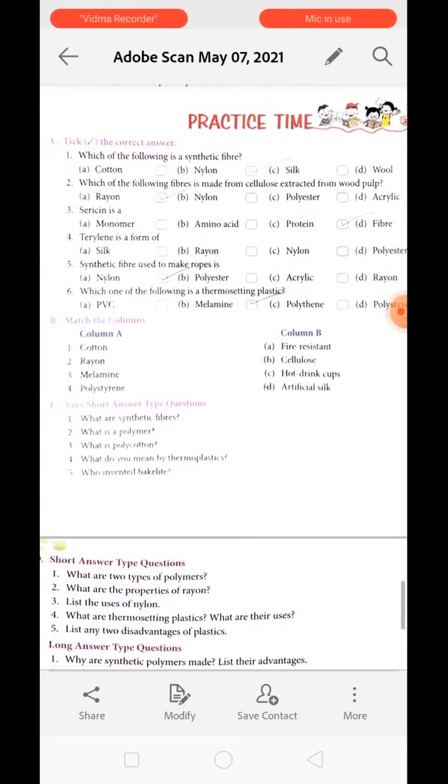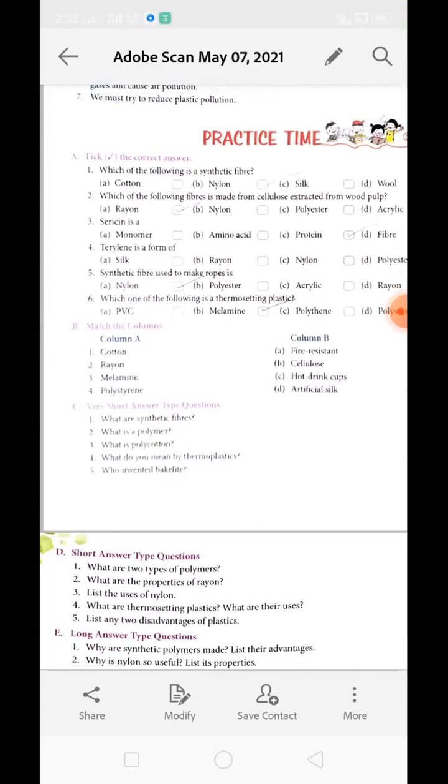Now move on to the match the following question. Column A and column B. Just see the first one is cotton. Cotton is what? Cotton with cellulose. Okay, cotton will go with cellulose. Rayon is artificial silk. So second one is going to go with D. Okay, third melamine, it is fire resistant. So third A. Understood? Now fourth polystyrene. Polystyrene is used to make hot drink cups. So 4 is going to be with C. 4C. Understood?